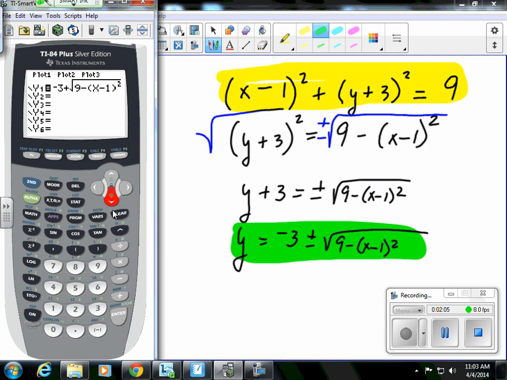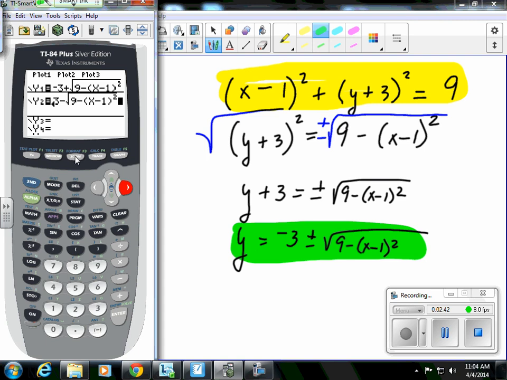If I were to graph right now with only the positive root taken, and we can do that, I'm only going to get half of a circle. If I go back over to y and cursor to y2 and put in the other root, -3 minus the square root of 9 minus (x minus 1) squared, and hit my graph, I'm going to have a full circle.